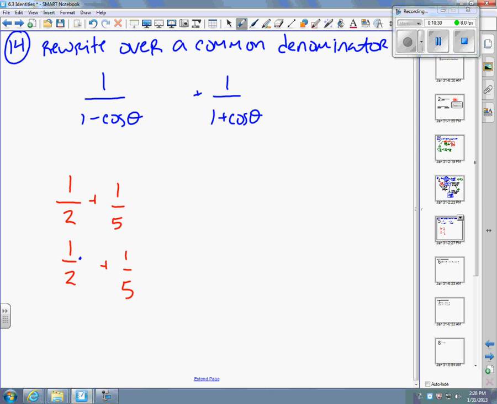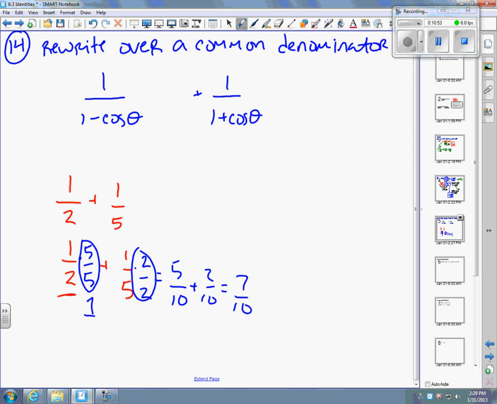So I'm going to multiply this by 5 over 5 and this by 2 over 2. So this becomes 5/10 and 2/10 is 7/10. It's the exact same idea. There is no cross multiplying. You can only multiply by 1. So common denominator in this case was 2 times 5, exactly the same here. That times that. So yes, this expression over here needs to be multiplied by a 1 plus a cosine, but it's a 1 plus a cosine over a 1 plus a cosine.